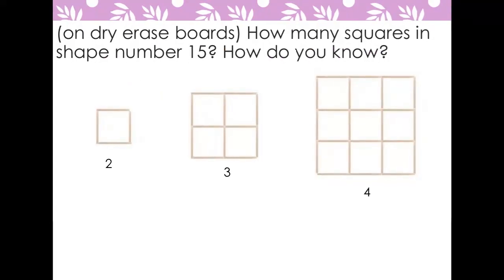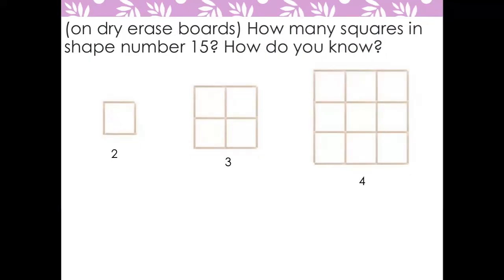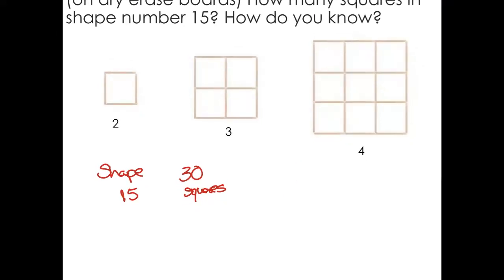The problem says, how many squares are there in shape 15 and how do you know? Morgan, you're going to guess 30. Okay. So shape 15, you're going to say there are 30 squares. And that is a total guess, no rhyme or reason. Multiplying by 2. Say more about that.